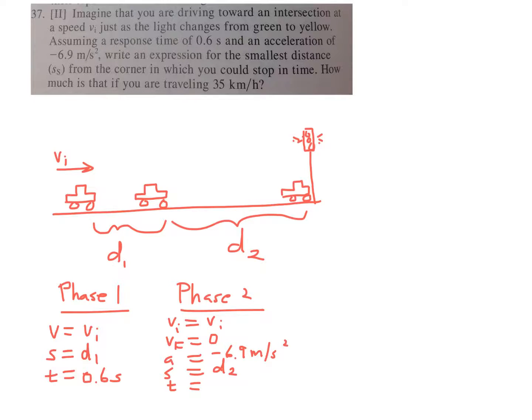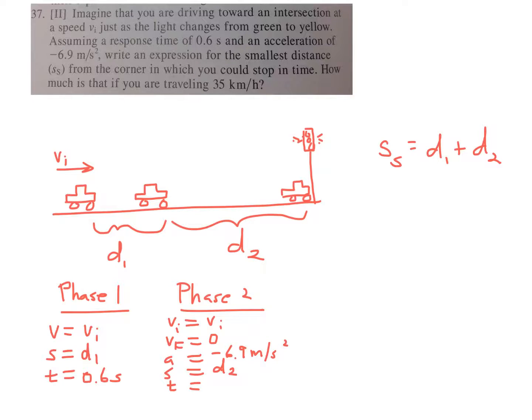Alright, so we want an expression for the smallest distance, s sub s, from the corner in which you could stop. Well, s sub s will be equal to the sum of d sub 1 plus d sub 2. Once again, those are all distances. If you're going in a straight line, they're displacements.